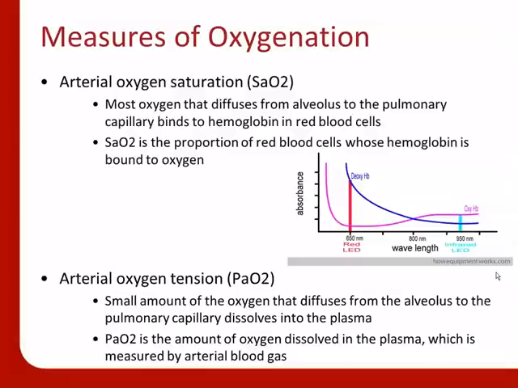The other measure is the arterial oxygen tension, or PaO2. This is measured with a blood gas, and this is the amount of oxygen that diffuses from the alveolus into the pulmonary capillary and into the plasma. And so this is the oxygen that's dissolved within the plasma.